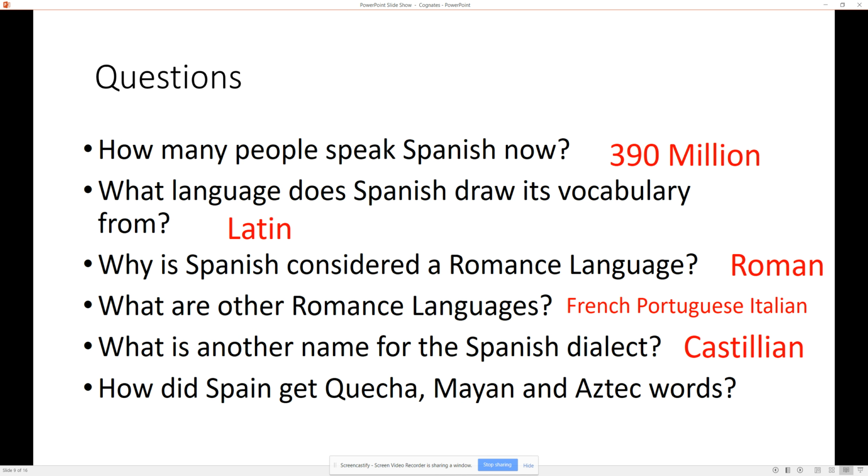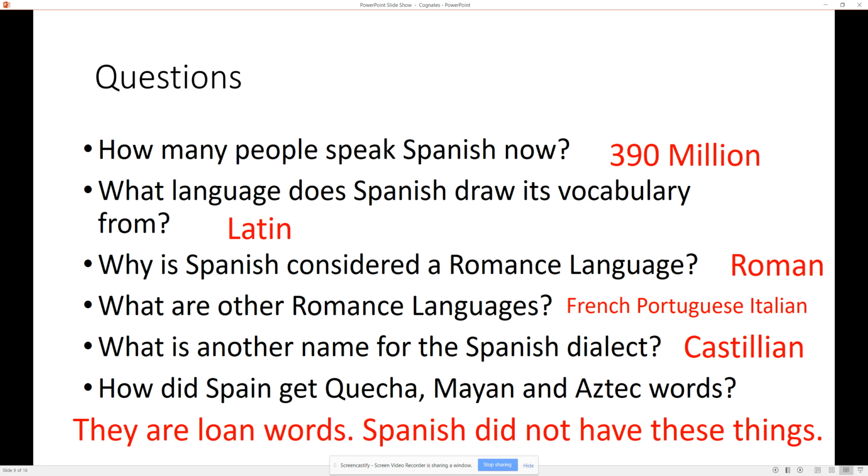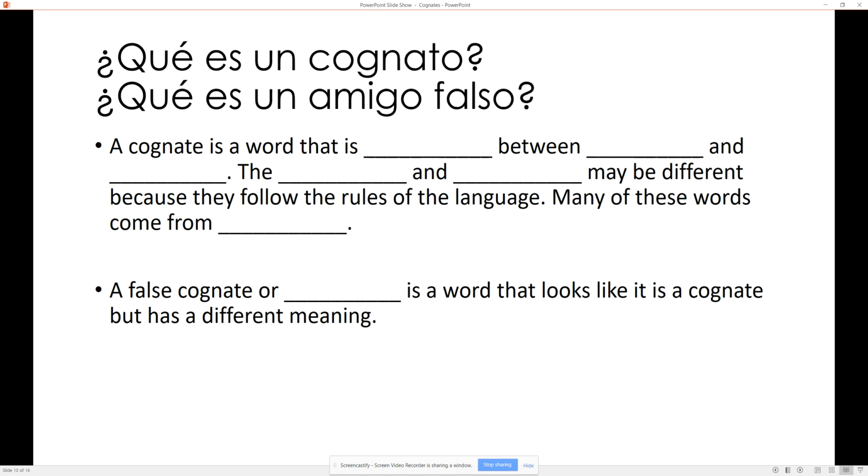And that is Castilian. And how did Spain get Quechua, Mayan, and Aztec words? These are loan words. So these are words that did not exist in the European Spanish and were brought over. Spanish did not have many of these things. For example, chocolate, tomatoes, potatoes, they were all brought over from the New World. And that's why so many of them are the same in English as well as in Spanish and many of the other Romance languages.